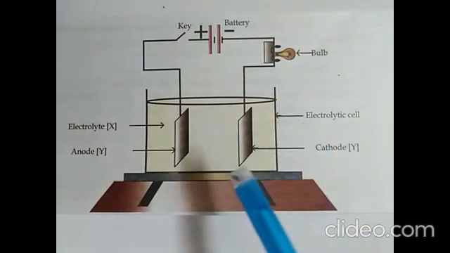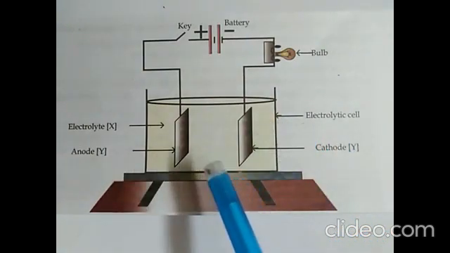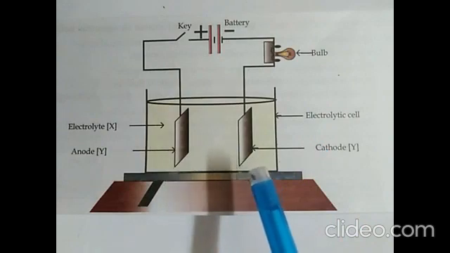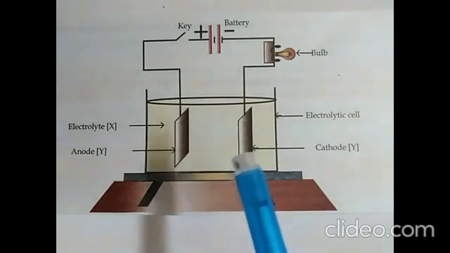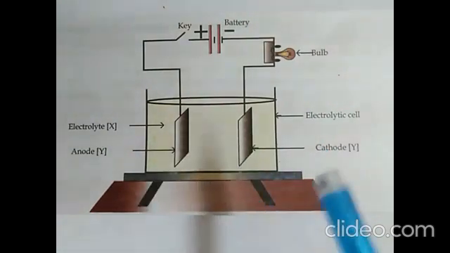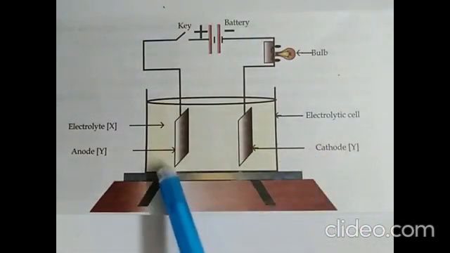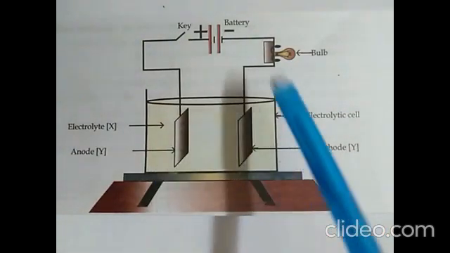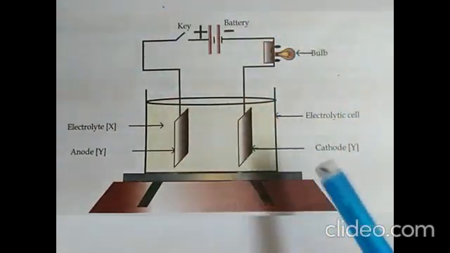Electrolytic cell containing the electrolyte, that's a chemical substance which when electricity is passed through it, dissociates to give ions. And these are two electrodes, anode and cathode, connected to the positive and negative terminal of the battery.